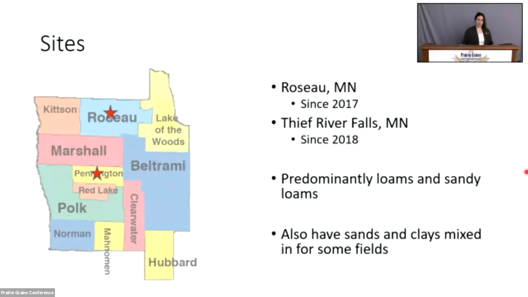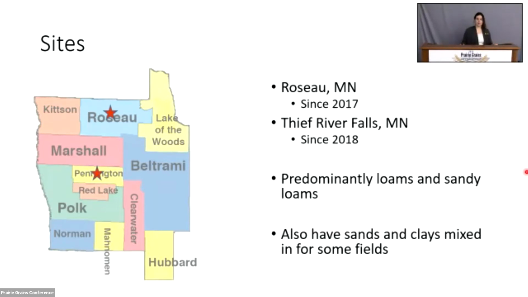And so the two sites that we've been working with for the past few years: we have one grower up in Roseau, Minnesota. We've been working with him since 2017, so we've been collecting protein maps for a few years, although unfortunately we did run into a hiccup this year and lost our 2020 data. But thankfully, we have that second location, with a unit mounted on a combine near Thief River Falls, Minnesota, and we've been working with him since 2018. Both those producers have been really great to work with.